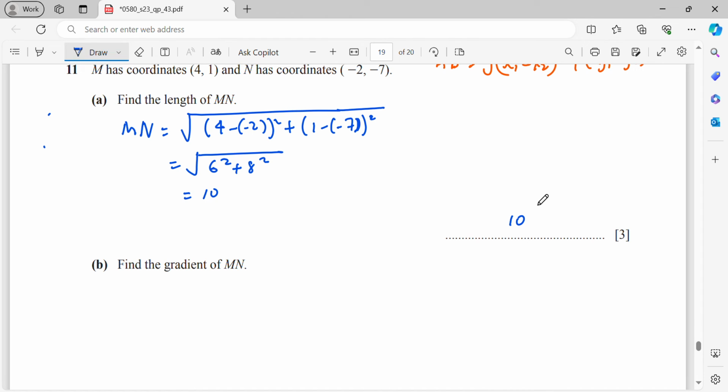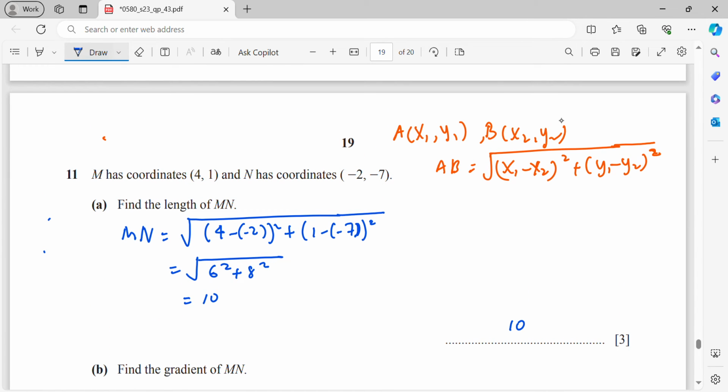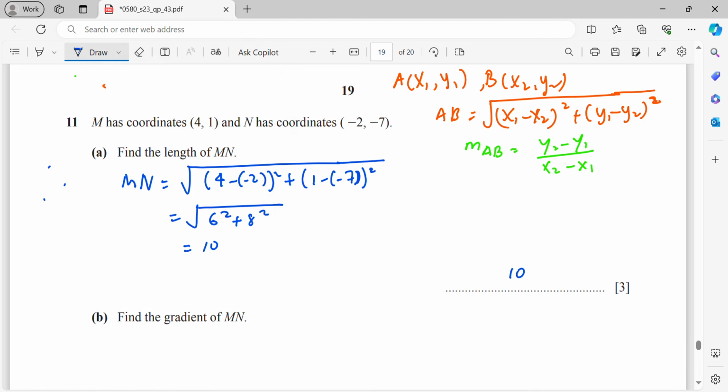Okay, now find the gradient of MN. The gradient formula is m equals y2 minus y1 over x2 minus x1. So my gradient MN will be 1 minus -7 over 4 minus -2. You can swap, you can write -7 minus 1, no problem. The y1 and y2 can be swapped, but if you swap, remember to swap the x as well. So here it becomes 8 over 6, which is 4 over 3.